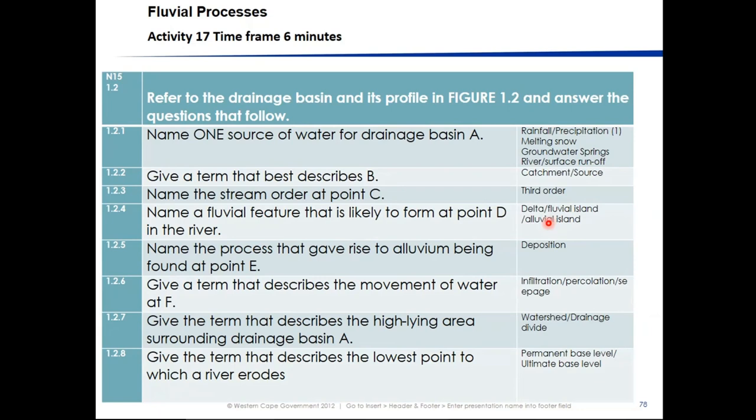Fluvial islands, alluvial islands. Okay, then number 5, name the process, and like I said, the degradation process in that particular area. Is it erosion, is it deposition? So when I see landforms being built, it's through deposition. Right. Then the term that describes the movement of water at F is infiltration and percolation.